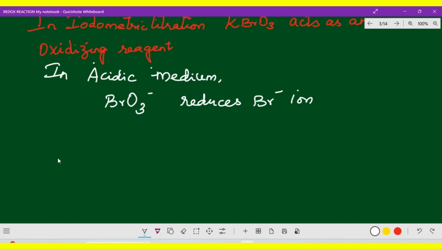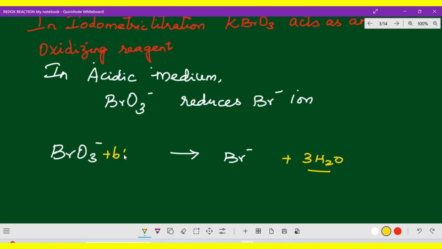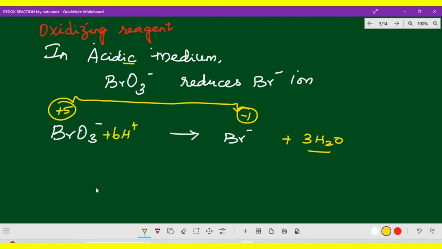Now let us write the redox half reaction. Here BrO3 minus reduces to Br minus. Here, how many oxygens are there? That many water molecules. How many hydrogens are there? That many H plus ions, because it is an acidic medium. Now, how many electrons change? So we have to find the oxidation state. Here it is plus 5, and here minus 1. So plus 5 is converted to minus 1, that means the number of electrons changed is 6.